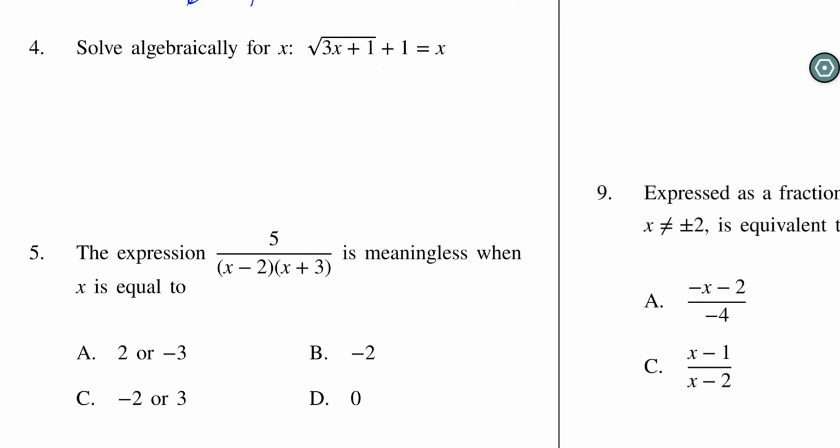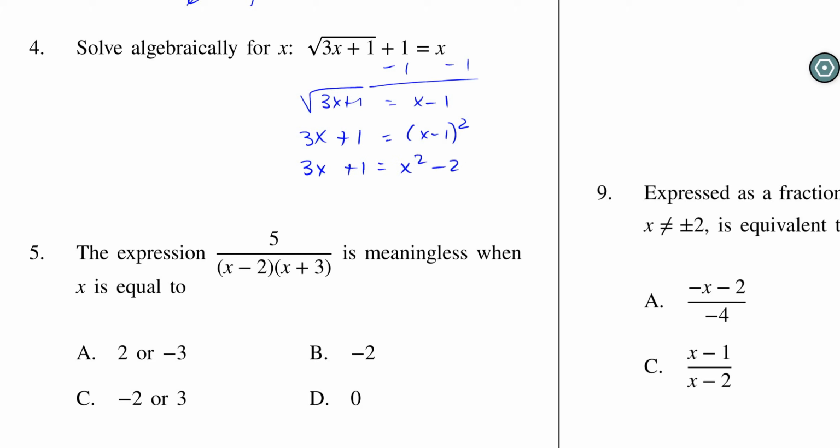Number 4, since it is algebra, I need to subtract 1 on both sides. So I have the square root of 3x plus 1 equals x minus 1. I'm going to square both sides, so I have 3x plus 1 equals x minus 1 squared. I've already done x minus 1 squared once already in this video, so I already know the answer is going to be that. If you multiply it out on your own, you'll get the same answer. Move your terms to the other side, so subtract the 3x and subtract the 1.